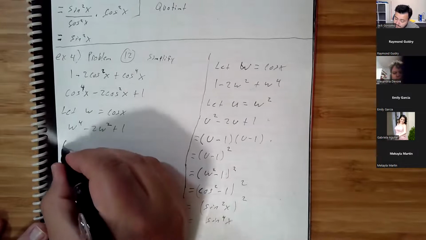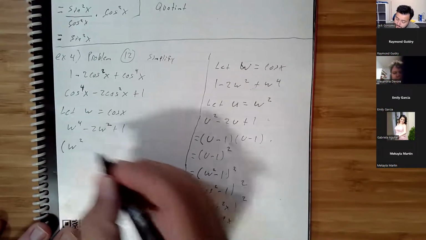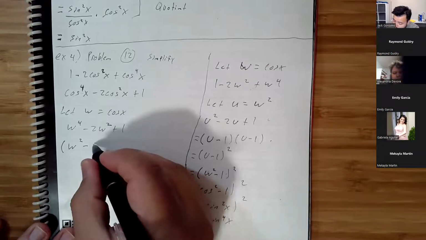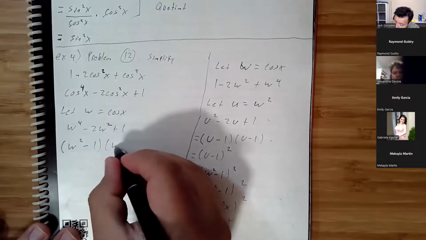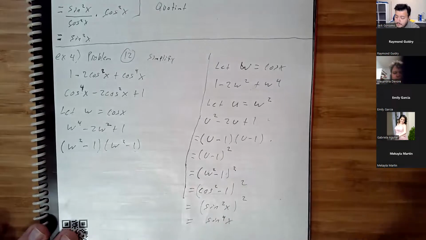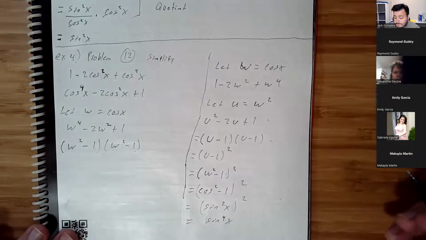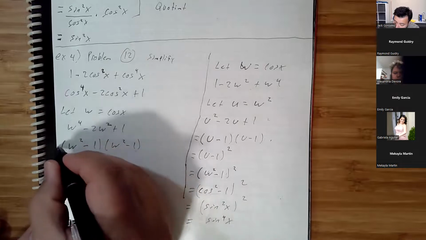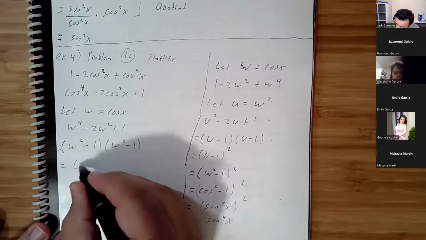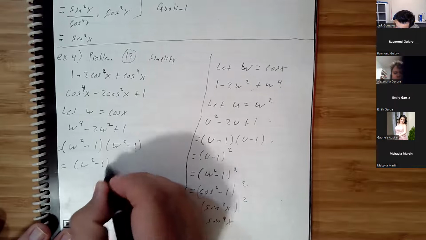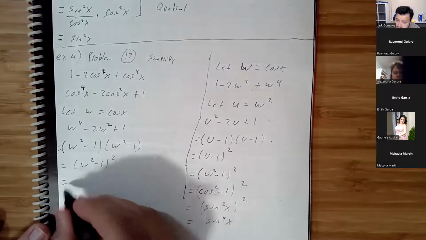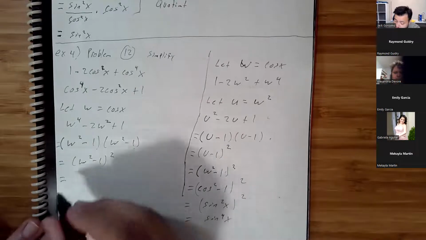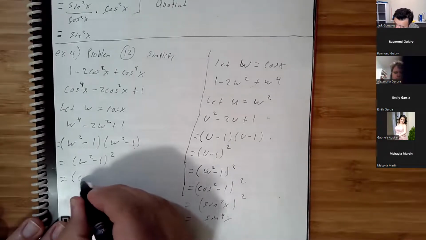So you should know that this is a quadratic type. So doing the trinomial, you end up getting W squared minus 1 times W squared minus 1, which is really W squared minus 1 squared. But W is just a dummy variable just to make it look a little prettier. Makes no difference. So at that point, you bring cosine back.